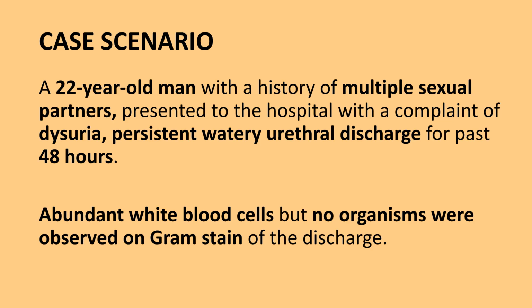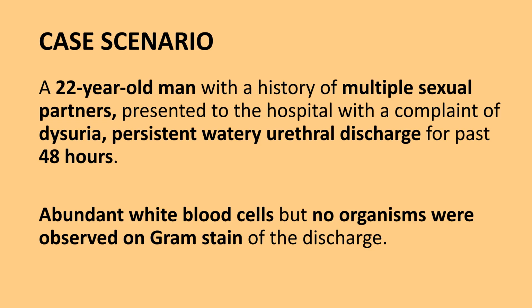In gonorrhea, which we've already studied, the gram stain shows intracellular gram-negative diplococci within the white blood cells. But Chlamydia trachomatis cannot be visualized on gram stain. This is because chlamydia are obligate intracellular organisms, with a unique cell wall structure that doesn't stain well with gram stain, and they're extremely small.